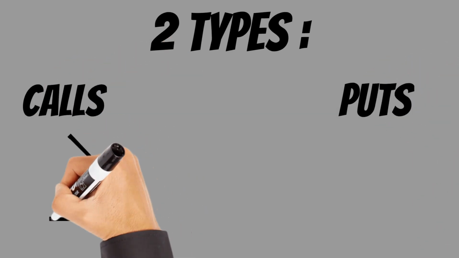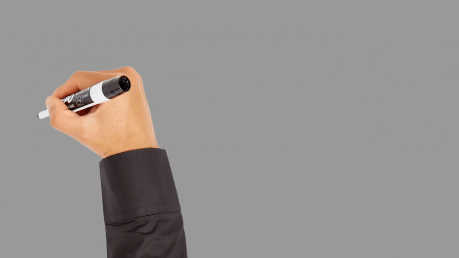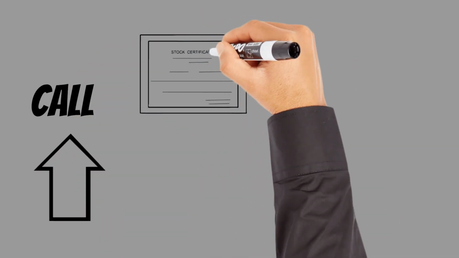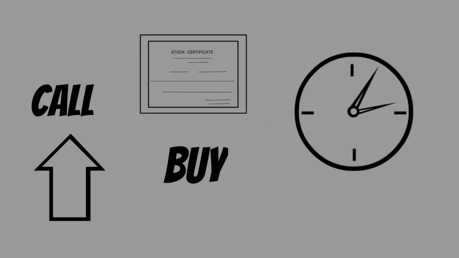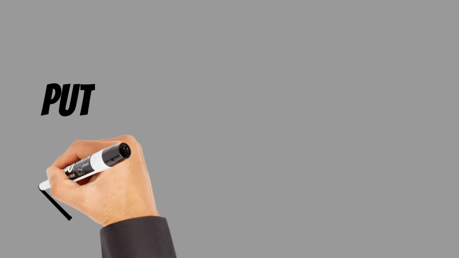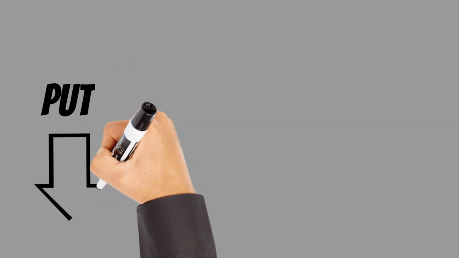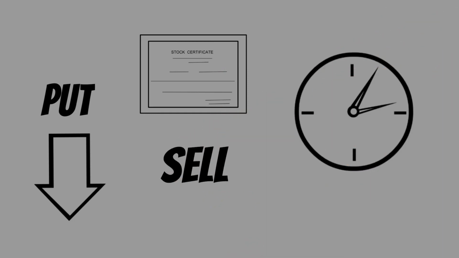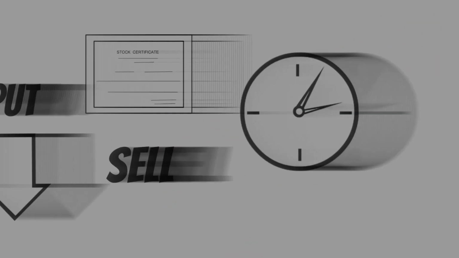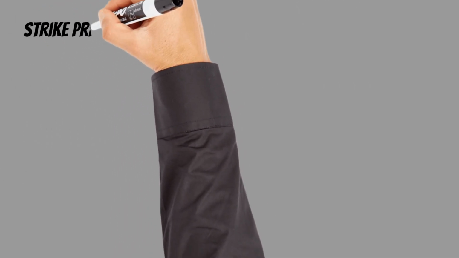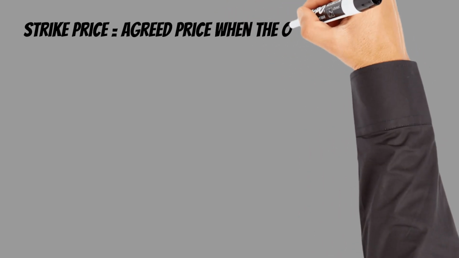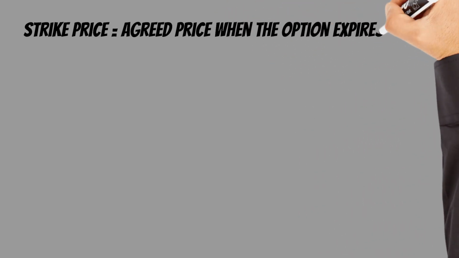Types of options. There are two types of options, calls and puts. A call option gives the option holder the right, but not the obligation, to buy shares of a stock or crypto at an agreed-upon price before a particular date. And a put option is the same thing, except it gives the option holder the right to sell shares or crypto, referred to as an asset, at an agreed-upon price before a particular date. The agreed-upon price is what we refer to as the strike price, and the particular date is what we refer to as the option's expiration date.